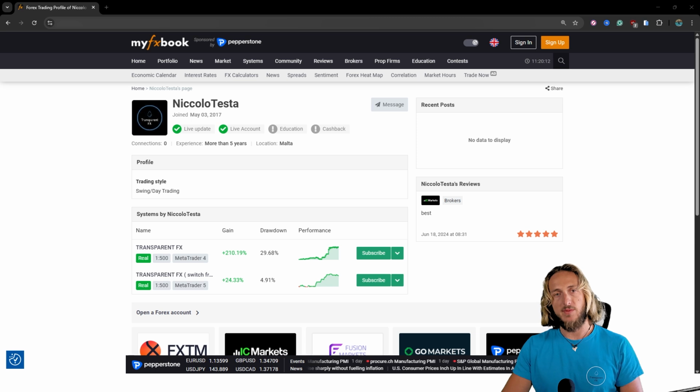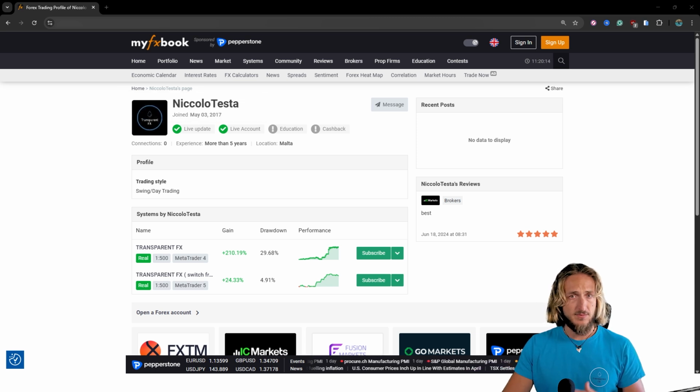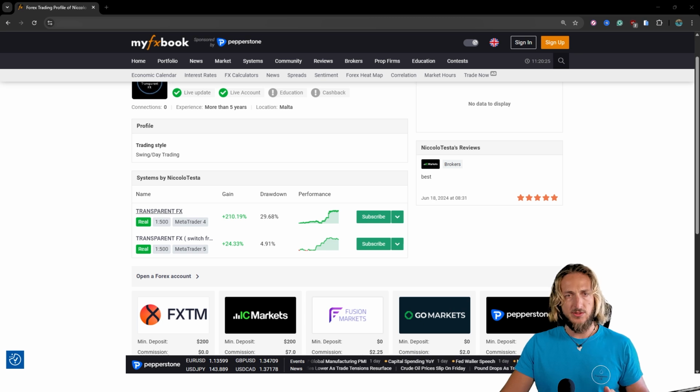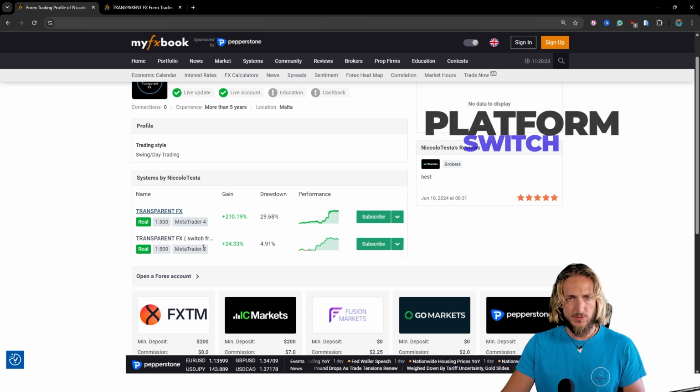As you can see, this is my account and I have it updating live and it is verified. Both my accounts, which is actually the same one, are verified. Now, the first thing you might be asking yourself is, why do you have two systems here? It actually is just the same account. As you will see here, this one is on MT4, this one is on MT5.